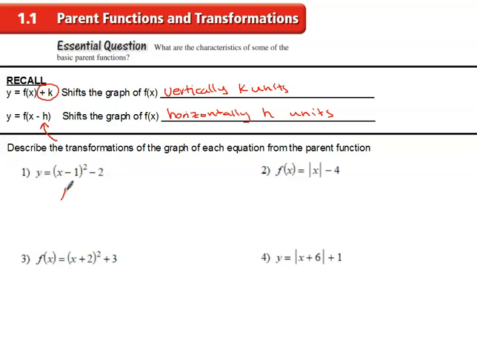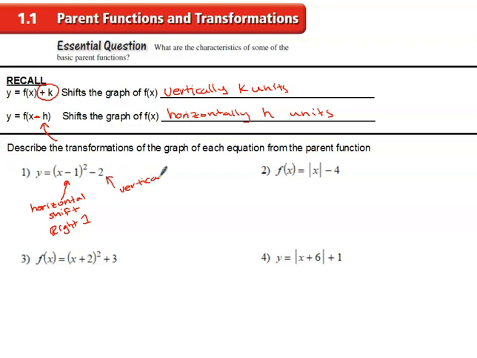So here I do see a -1 inside attached directly to the x. Keep in mind that there is a minus in our formula, which means we actually want to do the opposite of what we see here. So this -1 I'm going to think of as a +1. So that is going to be a horizontal shift to the right 1. We are going opposite of that -1, but vertical stays the same.